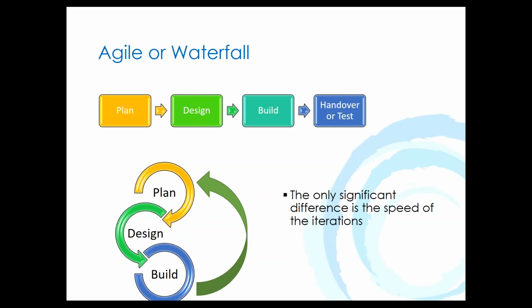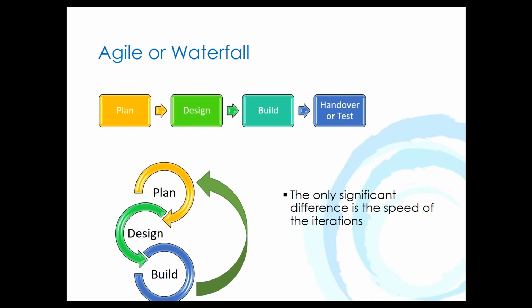A question's often asked of me, well, what about Agile or Waterfall? Aren't they different? Well, in fact, they're not as different as some people make them out to be. And in fact, I would contend that the only significant difference is the speed of the iterations. A standard waterfall methodology may take months or years to plan something, then months or years to design something, months or years to build it, and then hand it over to a client or test it and implement it, depending on which industry you're in. The iterations are very slow, and it generally ends.